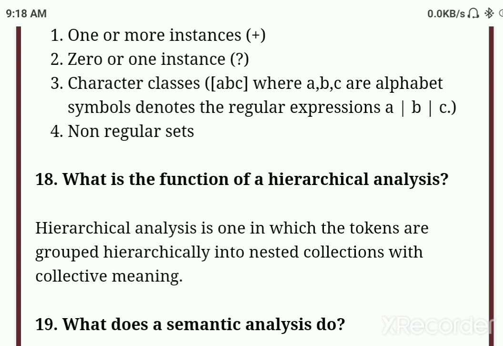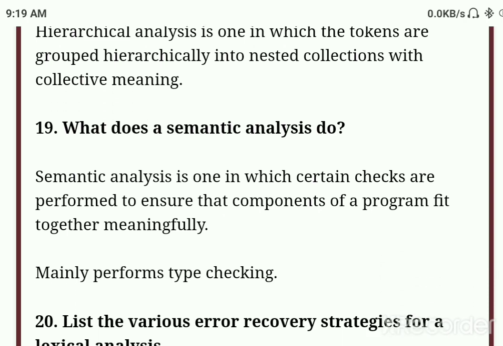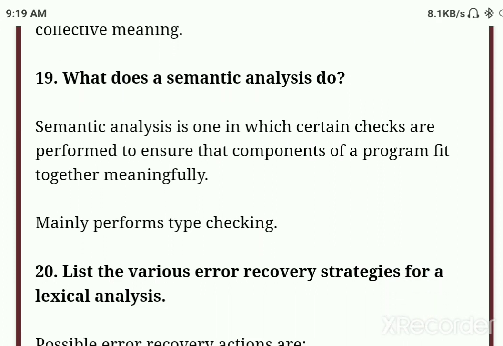What is the function of hierarchical analysis? Hierarchical analysis is one in which the tokens are grouped hierarchically into nested collections with collective meaning. What does semantic analysis do? Semantic analysis is one in which certain checks are performed to ensure that components of a program fit together meaningfully. It mainly performs type checking.